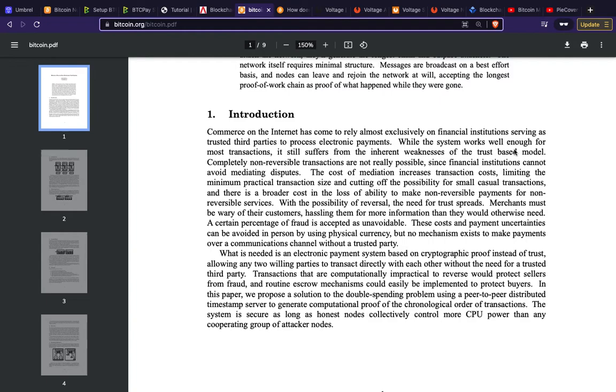The cost of mediating increases transaction costs, limiting the minimum practical transaction size and cutting off the possibility for small casual transactions. And there is a broader cost in the loss of ability to make non-reversible payments for non-reversible services. With the possibility of reversal, the need for trust spreads. Merchants must be wary of their customers, hassling them for more information than they would otherwise need, right?